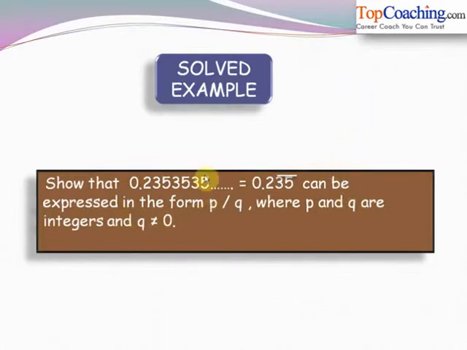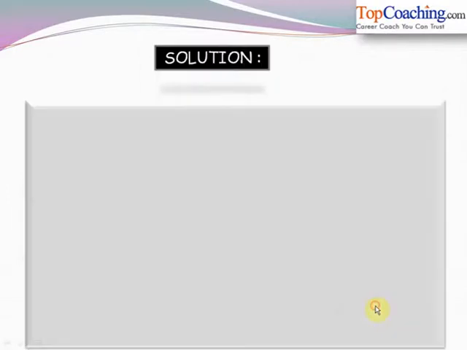We have seen that a non-terminating but recurring decimal is a rational number, and also that a rational number is expressed in the form of p by q. So we must be able to put this number in the rational form. But how to do that? Let's try to see the procedure for that. Let us say that x is equal to 0.2353535 and so on, and let us say that this is equation number 1. So let us say that this number is equal to x.